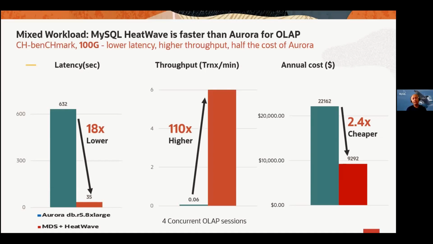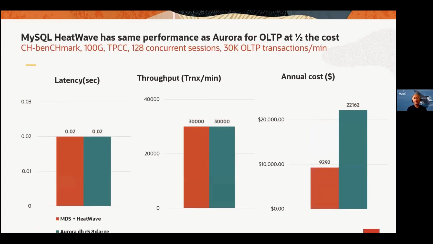Now let's look at the second part of the benchmark. The second part of the benchmark is only transactional processing, no OLAP queries at all. Same data size, 100 gigs, and we took 128 concurrent sessions. We find that the latency is at par with Aurora. Throughput is at par with Aurora. However, the cost is significantly cheaper with HeatWave. Again, it's 42% of the cost, meaning less than half the cost of Aurora.